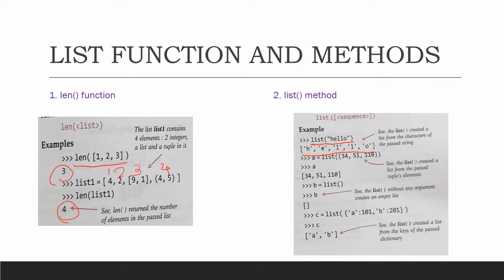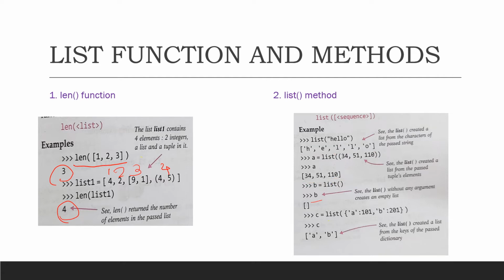Next example is A is equal to list of 34, 51 and 110. So now you are printing this list. So the output will be just with the square brackets. That's all is the difference. So next one is B is equal to an empty list because nothing is over there in this place. So it's an empty list. So when you print B, it gives only the brackets because there is no value in the list.